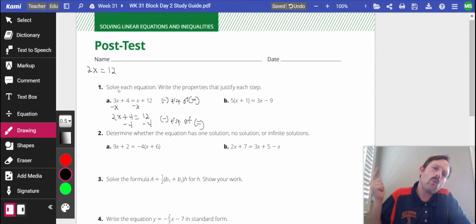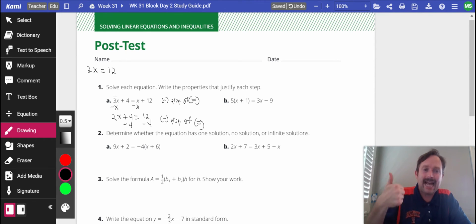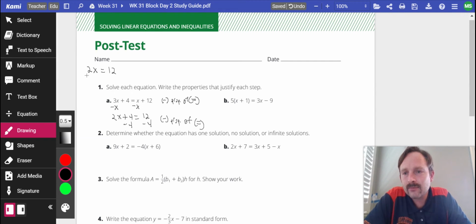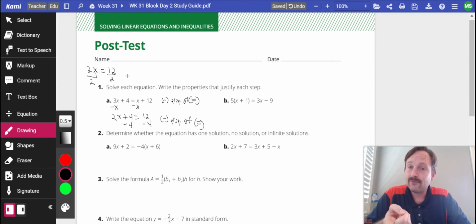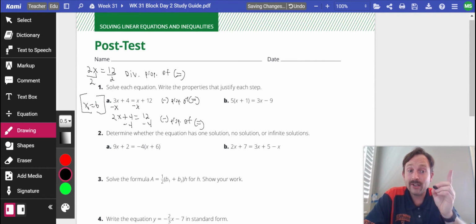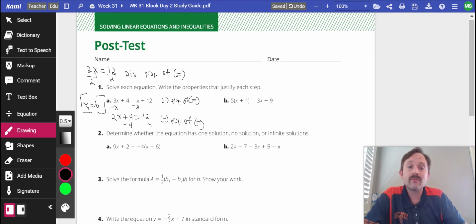All right, class. What is that 2 doing to the x? Is it adding, subtracting, multiplying, or dividing? Yeah, it's multiplying. So the opposite of multiplying is going to be dividing. So we're going to use the division property of equality. All right, so we get x is equal to 6. How many solutions is this? Well, that's not a question on this, but it'd be one solution at 6.